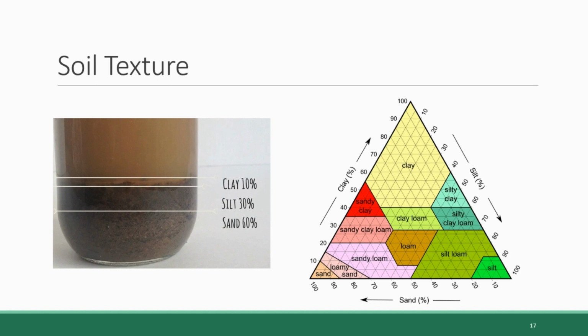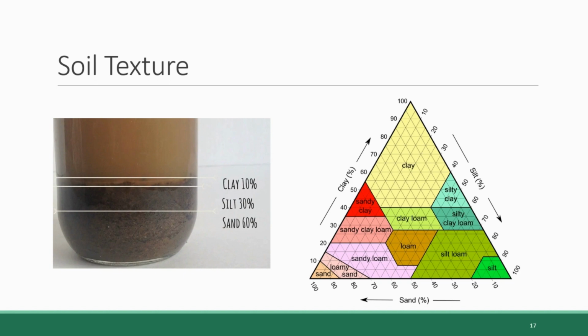And as it settles, it will settle into three distinct layers. So the largest particles, the sand, will be on the bottom, and then above that will be the silt, and then the clay particles will be on the very top. And this can give you a breakdown of the percentages of each mineral.